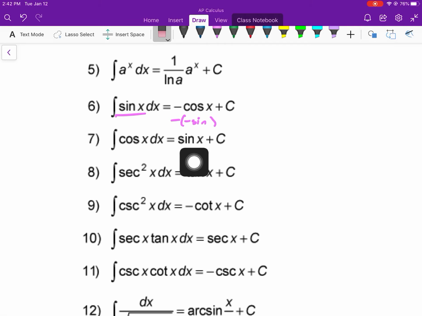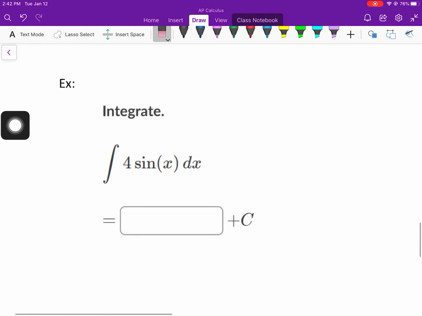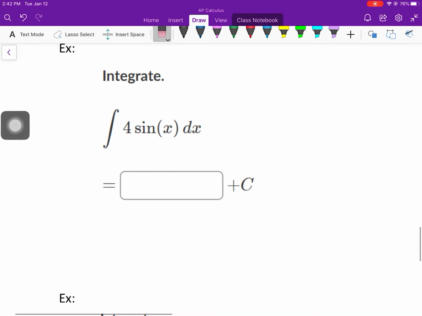Hopefully it clicks. Just like right here, the derivative of sine is cosine, so the antiderivative of cosine is sine. That's the reason why the antiderivative of cosine is positive, but the antiderivative of sine is negative. Other than that, pretty easy to do. So let's take a look at this first example. Remember, we can bring that 4 out to the front and then take the antiderivative of sine.